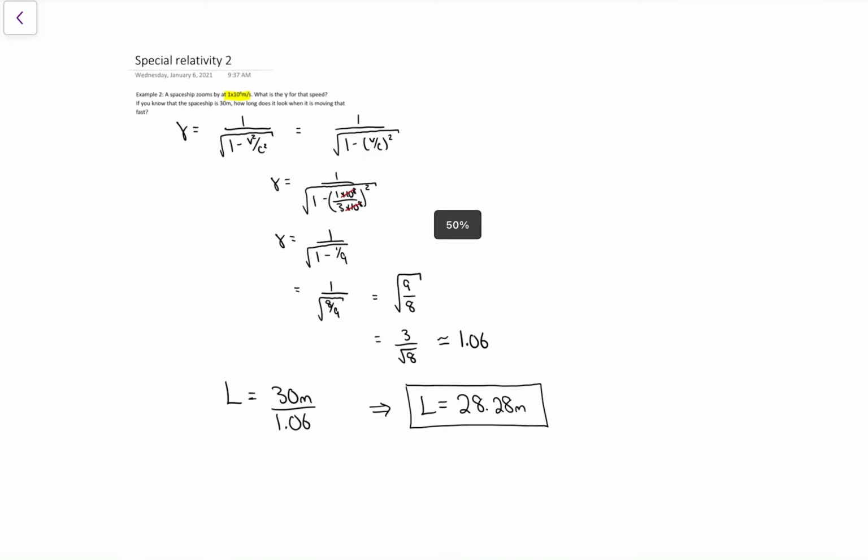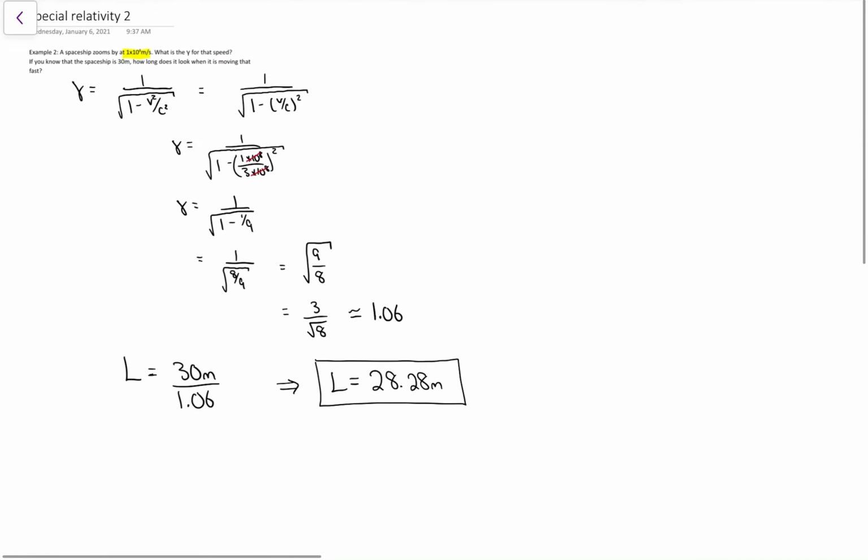That's how special relativity kind of works. From a speed, we can find the gamma, and from the gamma, we can apply it. In this case, I gave you a length. We know that the spaceship is going to look shorter, so we're going to divide the given length by the gamma that we calculated.